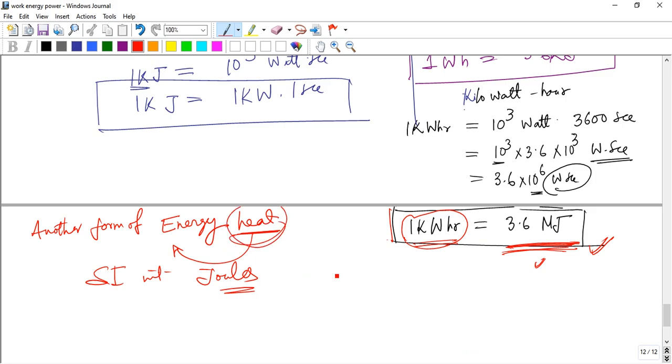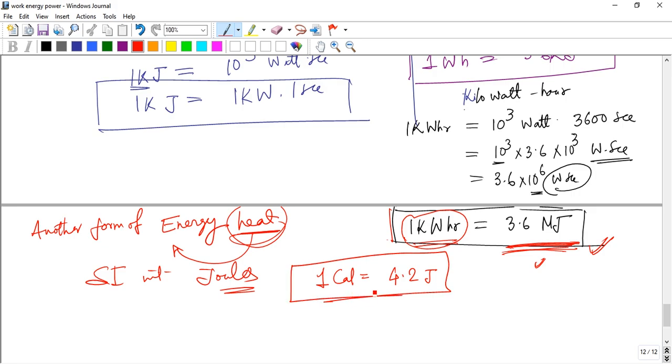In class 9 you learned the calorie. Another unit of energy is the calorie. So 1 calorie is equal to 4.2 joules. 1 calorie is also 4.2 joules of heat energy.